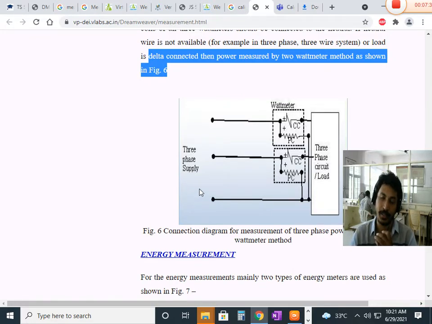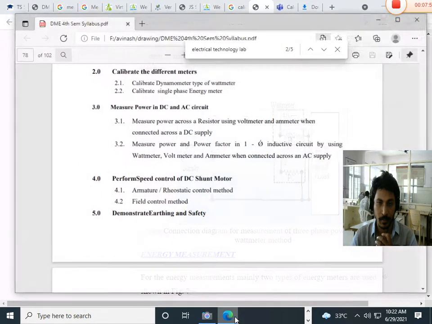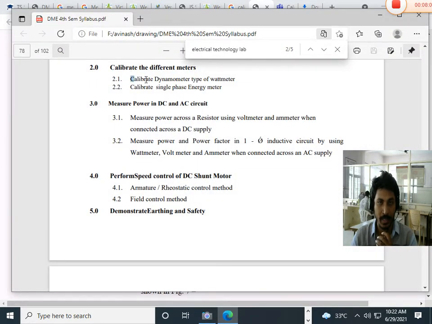Hope you understood this point. This is the measurement of three phase power using the 2 wattmeter method for three phase delta connected loads. So this way the calibration of the dynamometer type wattmeter is done. Hope you understood.